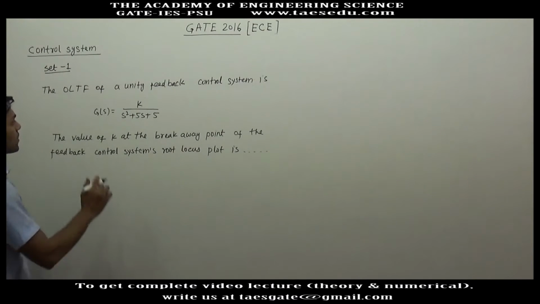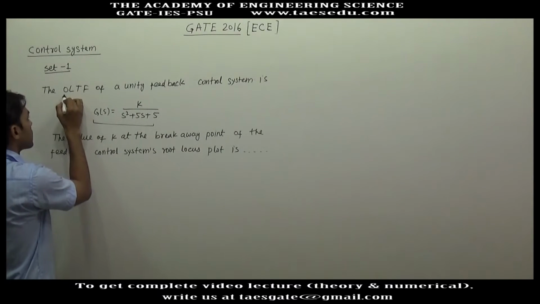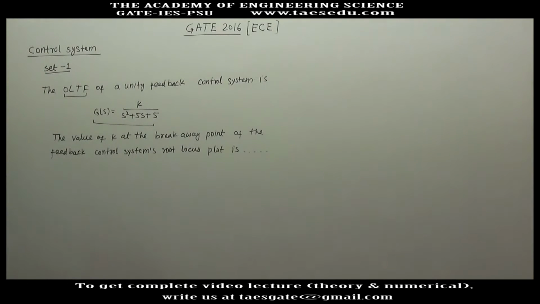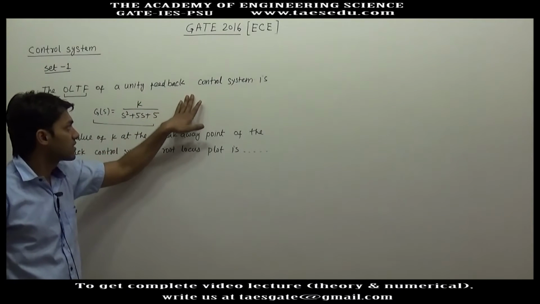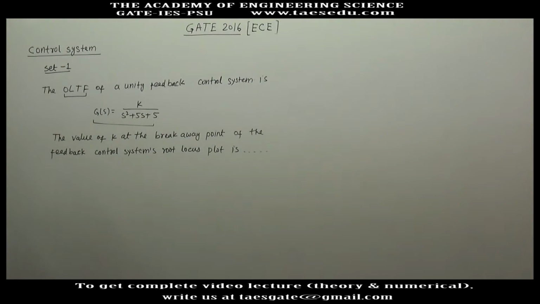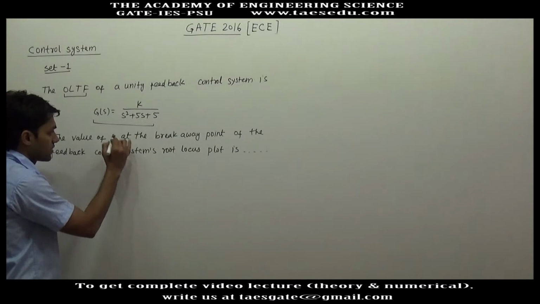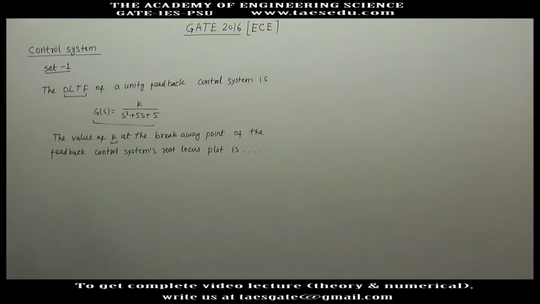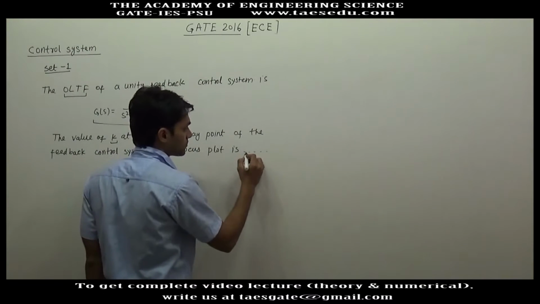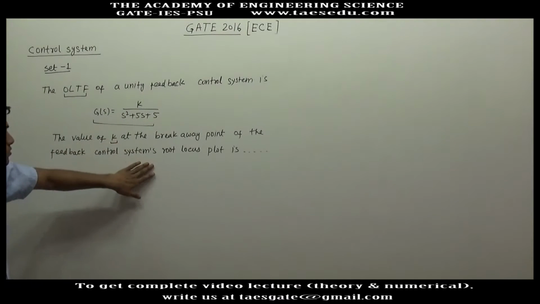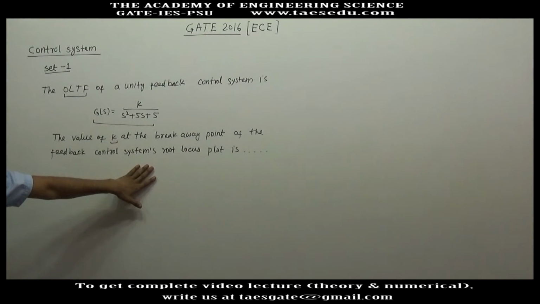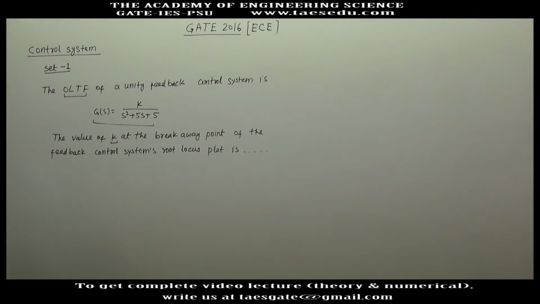In this question, we are given an open loop transfer function, OLTF for open loop transfer function, of a unity feedback control system, and we have to find the value of K when the breakaway occurs. The value of K at the breakaway point of the feedback control system's root locus plot is. On the root locus plot of the closed loop system, there will be a breakaway point. So we have to find the value of K at that breakaway point.